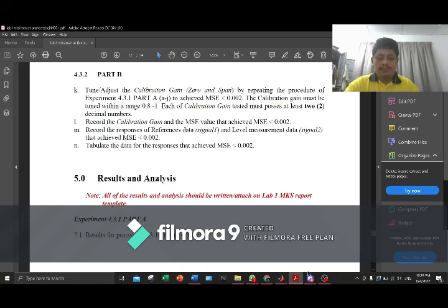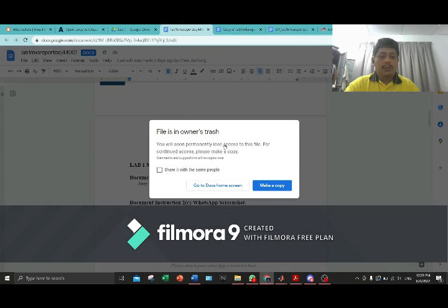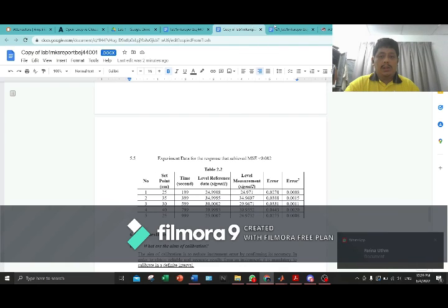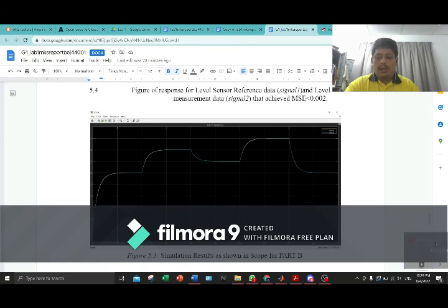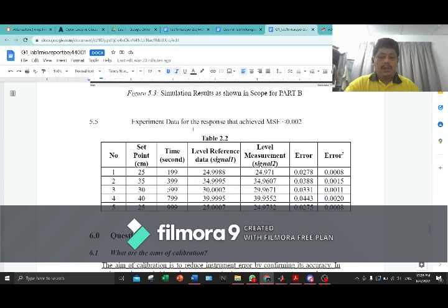So we have found the values. This is our report. As you can see, we have gained the values: the first one is 0.008, the second one is 0.0015, the third one is 0.0011, the fourth one is 0.0020, and the last one is 0.0008.